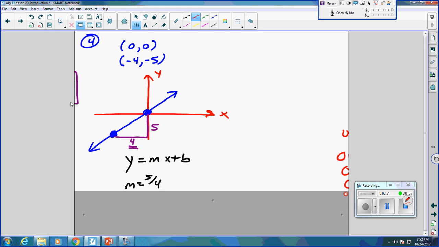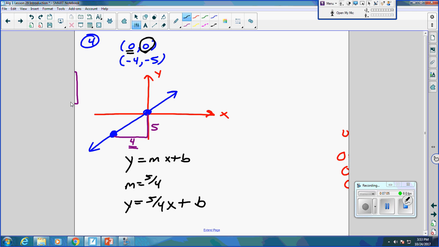This time, I know the y-intercept. When x is 0, y was also 0. This is the y-intercept. So I can write the equation right now, even though I have this form, y equals 5/4 x plus b. But from this point, I know b is 0. So the equation of this line is y equals 5/4 x.